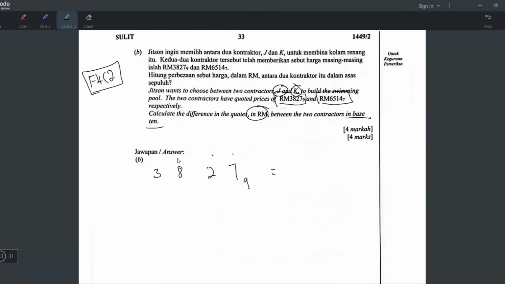Alright, for base 9 to base 10, first you have to write down the place value. So kalau base 9, the place value here will be 9 power 0, 9 power 1, 9 power 2, 9 power 3. And then you kena darab, and then tambah semua lah. So bracket 9 power 3 times 3 plus 9 power 2 times 8 plus 9 power 1 times 2 plus 9 power 0 times 7. So you just press all these, then you will get the price in base 10. So I got 2860.